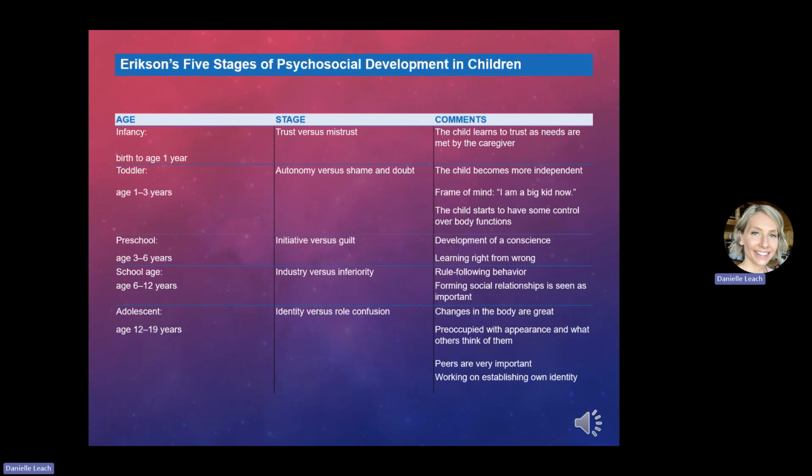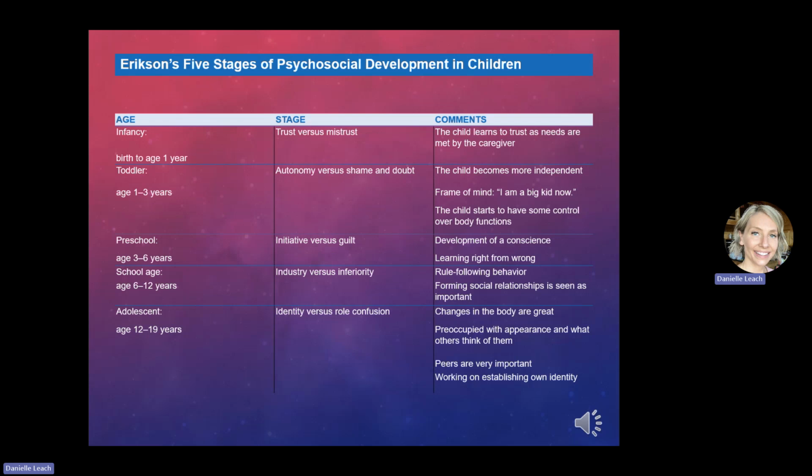Play during this stage is called parallel play. Similar to solitary play in infants, but in this stage, they may be playing near other toddlers, but not necessarily with them. They may be doing very similar things, but say if they're playing with dolls or action figures, they're not playing with them together.